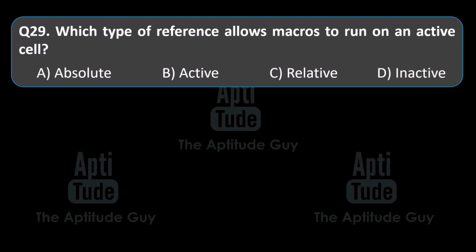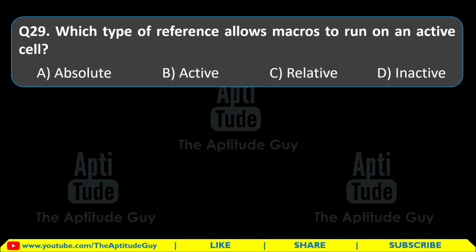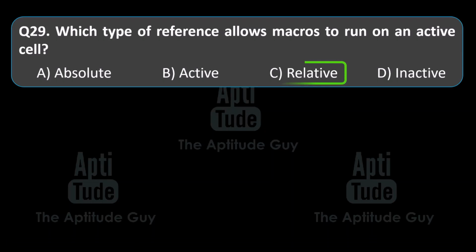Question number 29. Which type of reference allows macros to run on an active cell? Okay, think about the answer. Alright, I hope you have some answer. The correct answer is option C. Relative reference allows macros to run on an active cell. Okay, let's move on to the next one.